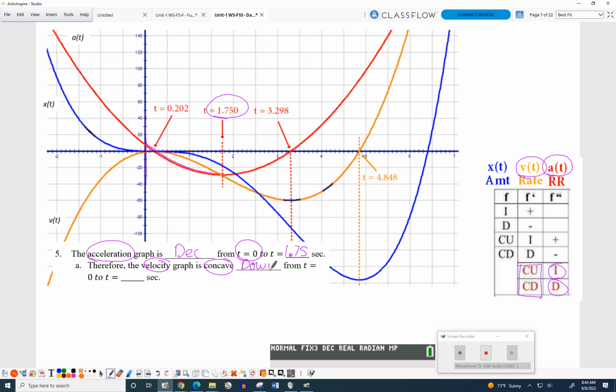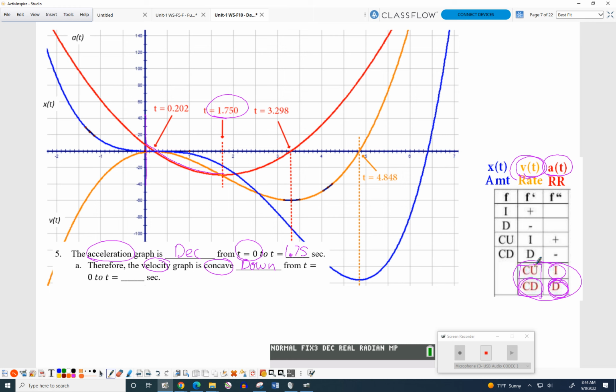Is it because the acceleration's decreasing? The definition of concave down is if velocity is concave down, that means the tangent slopes of the velocity are decreasing. But the tangent slopes of velocity are the y-coordinates of acceleration. So if velocity is concave down, the y-coordinates of acceleration have to go down because they're the same thing. So if acceleration was increasing, velocity would be concave up, just like you see here. Decreasing or down, yep, just like you see here. All right, 2 more.